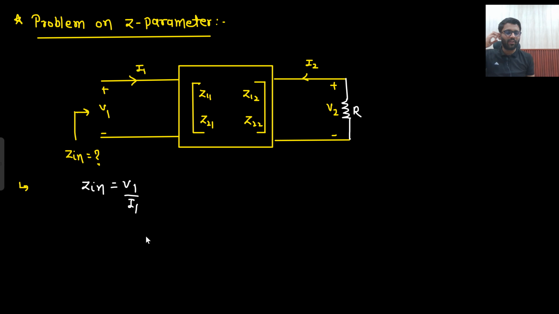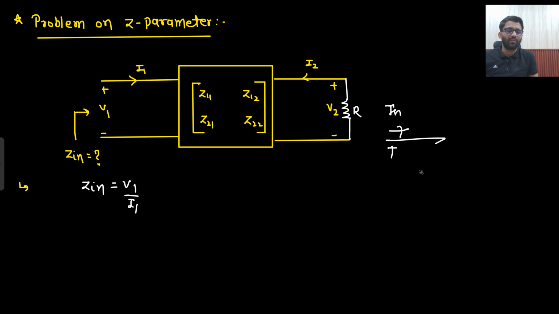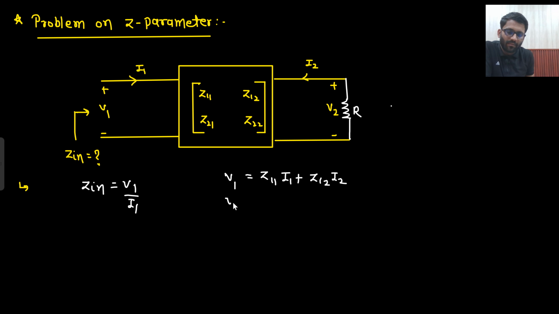On any port, if I need to find impedance, let's just say this is some network, and if I need to find input impedance here, what do I do? I apply some test voltage and get some current out of it, and that Zx will be Vx by Ix, right? Similar thing we are going to do here. This was some network, and I needed to find Z in impedance here, so I applied a voltage V1 and get I1 out of it. V1 by I1 will be my Z in, right? V1 is equal to Z11 I1 plus Z12 I2, V2 is equal to Z21 I1 plus Z22 I2.